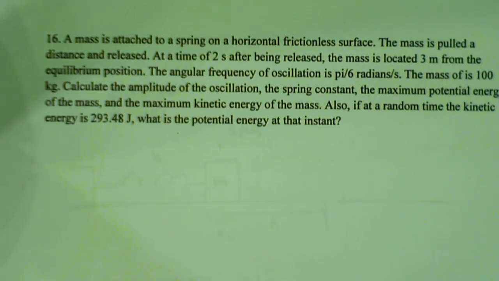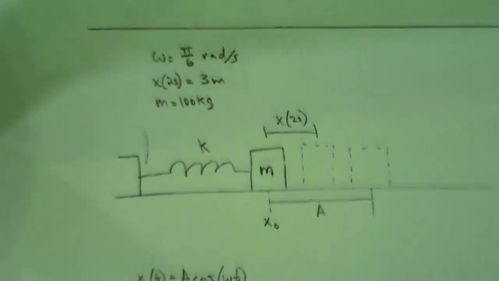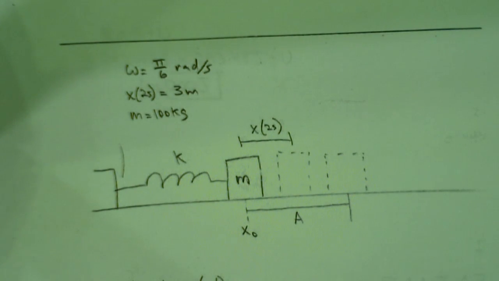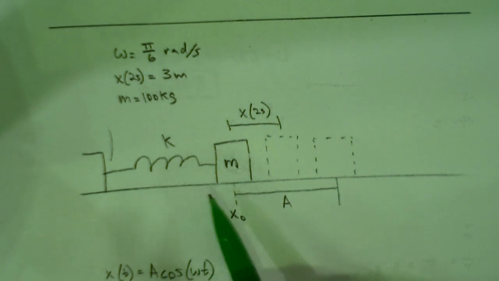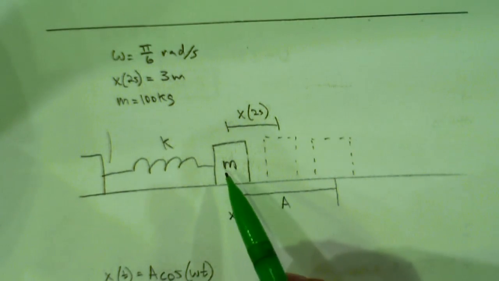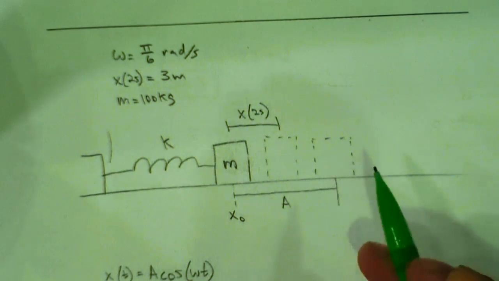All right? So this is going to be a good problem to go through for oscillations. So this is what we're looking at. So this is the mass at equilibrium with the spring. And what's happening is we're stretching it to an unknown distance, and then we're going to let go of the mass.